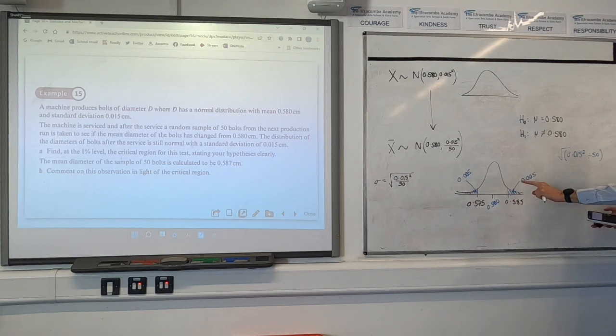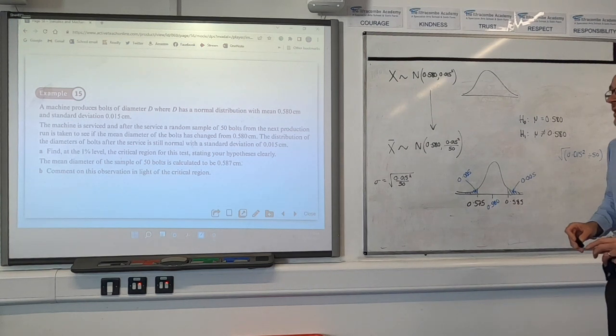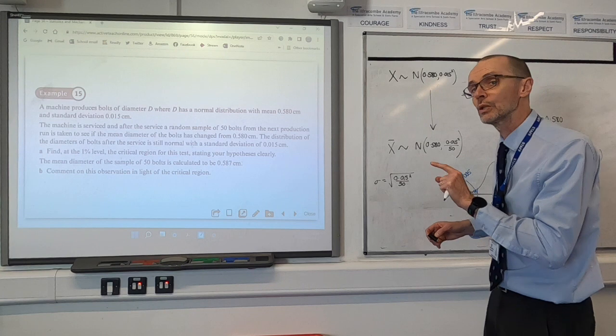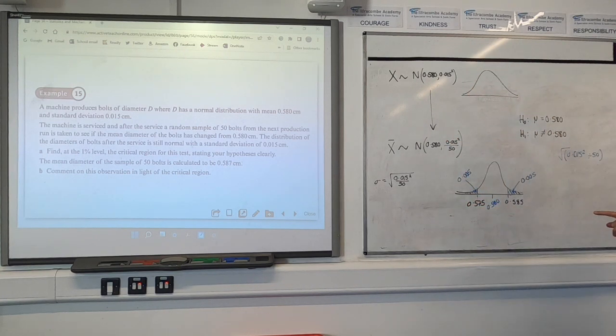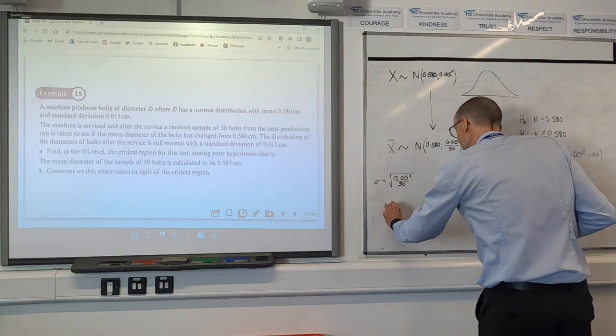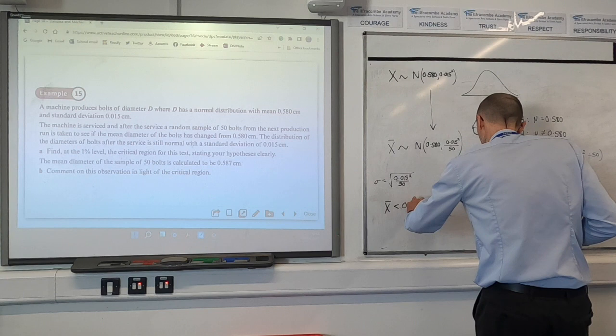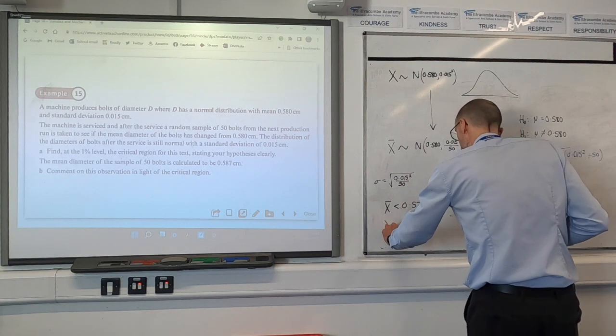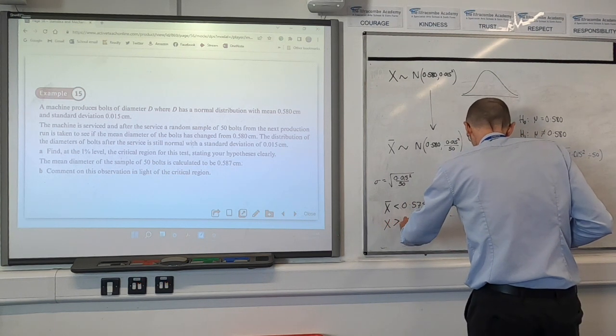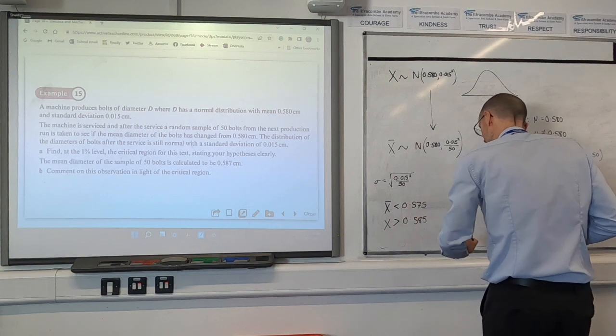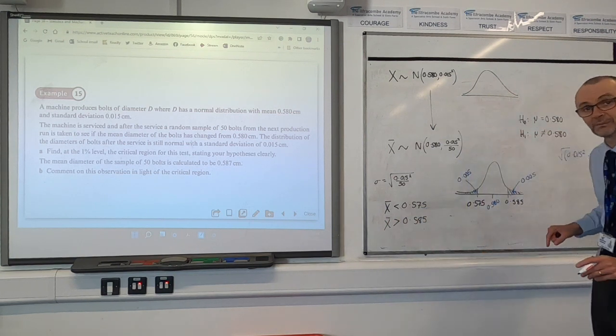Unsurprisingly, it's symmetrical. But we haven't answered the question, because it says find the critical region. We found the critical value. So the critical region is that the mean of the sample has to be less than 0.575 or greater than 0.585 in order for us to worry.